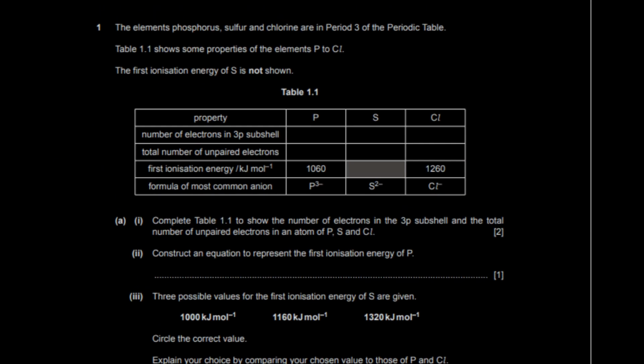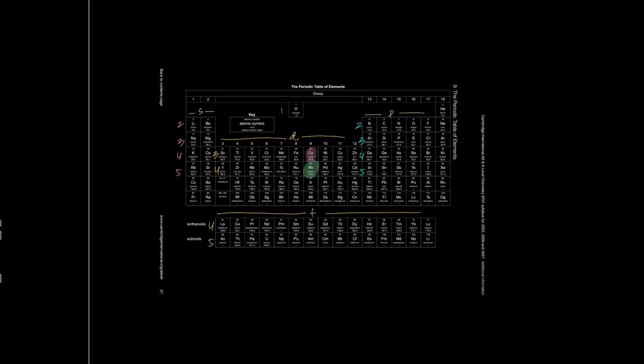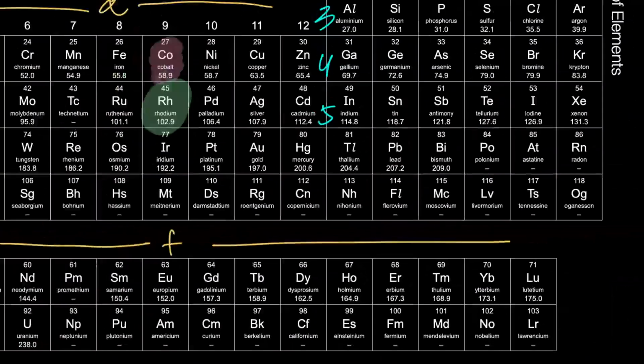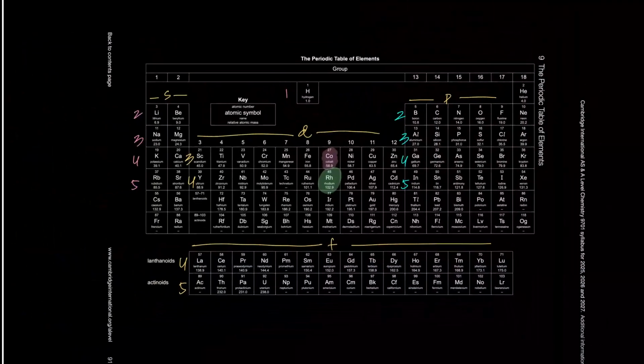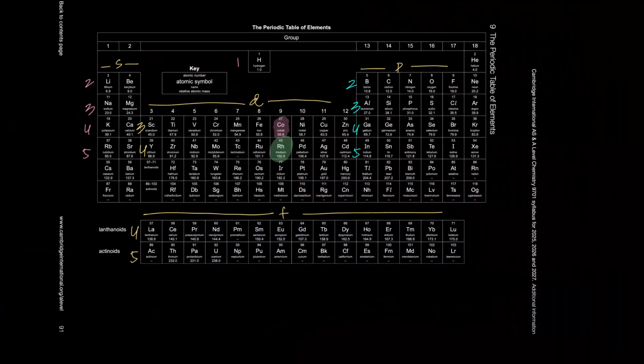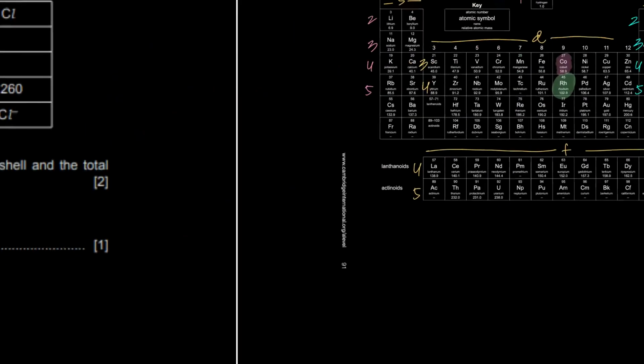The elements phosphorus, sulfur, and chlorine are in period 3 of the periodic table. Table 1.1 shows some properties of phosphorus to chlorine. Okay, great stuff. Always have your periodic table by your side. Whenever you solve questions in the exam, tear out the last page where the periodic table is attached and put it in front of you, because you'll need it.